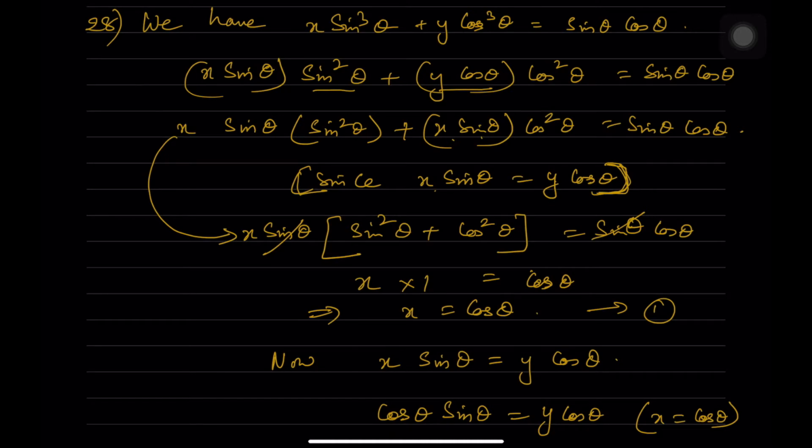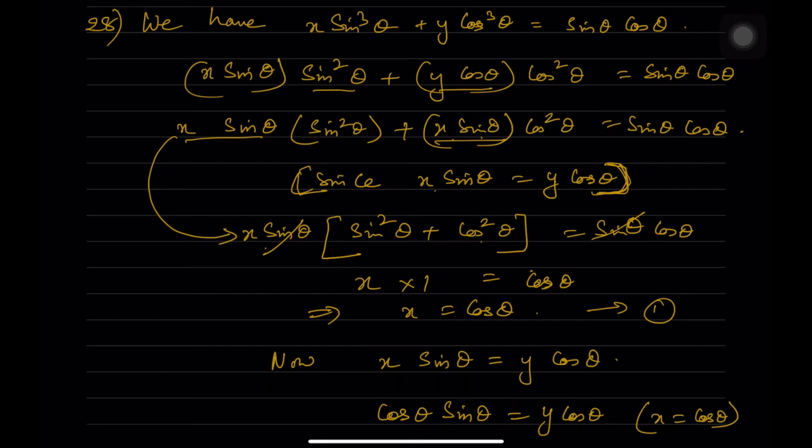Now after this step we have x sin theta into, if I take out common from these two, you'll get inside sin square theta plus cos square theta, which is equal to sin theta into cos theta. So sin theta will get cancelled. So x into 1 is equal to cos theta, which implies x is equal to cos theta.